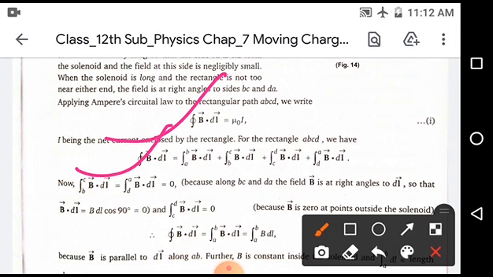Here integral B·dl, with limits B to C and D to A, both are equal, so it will cancel out, that means the value will be 0. And theta is 90 degrees, so cos theta equals cos 90 degrees, that means integral C to D B·dl is equal to 0 because cos 90 equals 0.